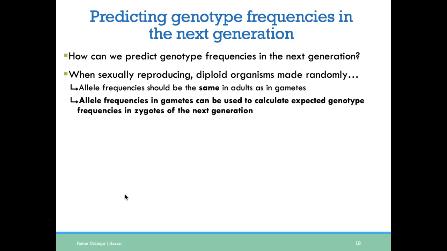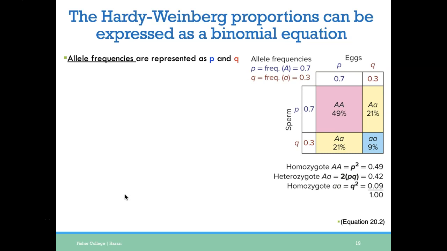So we could use the allele frequencies in gametes to calculate the expected genotype frequencies in the zygotes of the next generation. This might sound a little confusing, but if random mating occurs in populations, we could look at allele frequencies and figure out what the probability will be of each genotype frequency. This is best expressed using a Punnett square, and this is where it gets a little tricky. So put your thinking caps on.